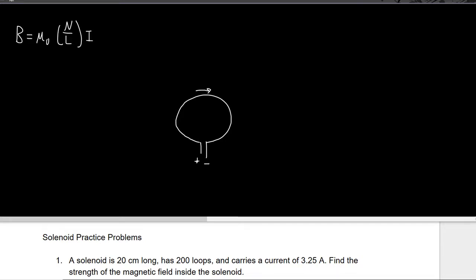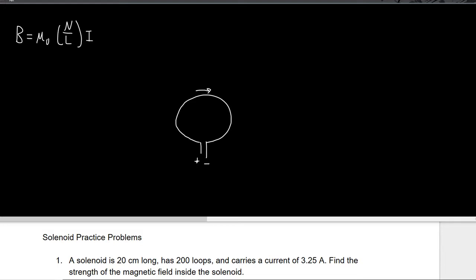So we're continuing on talking about electromagnetism. Today we're going to be focused on the magnetic field produced by a current carrying loop of wire, and then we're going to build on it, talk about loops of wire together, or a coil of wire, aka a solenoid.